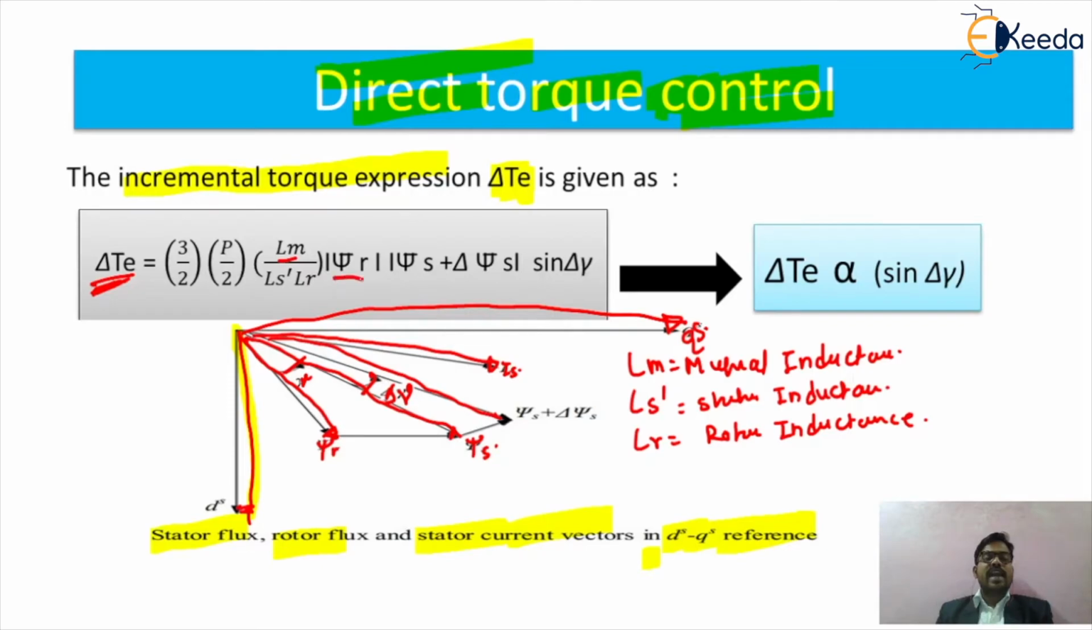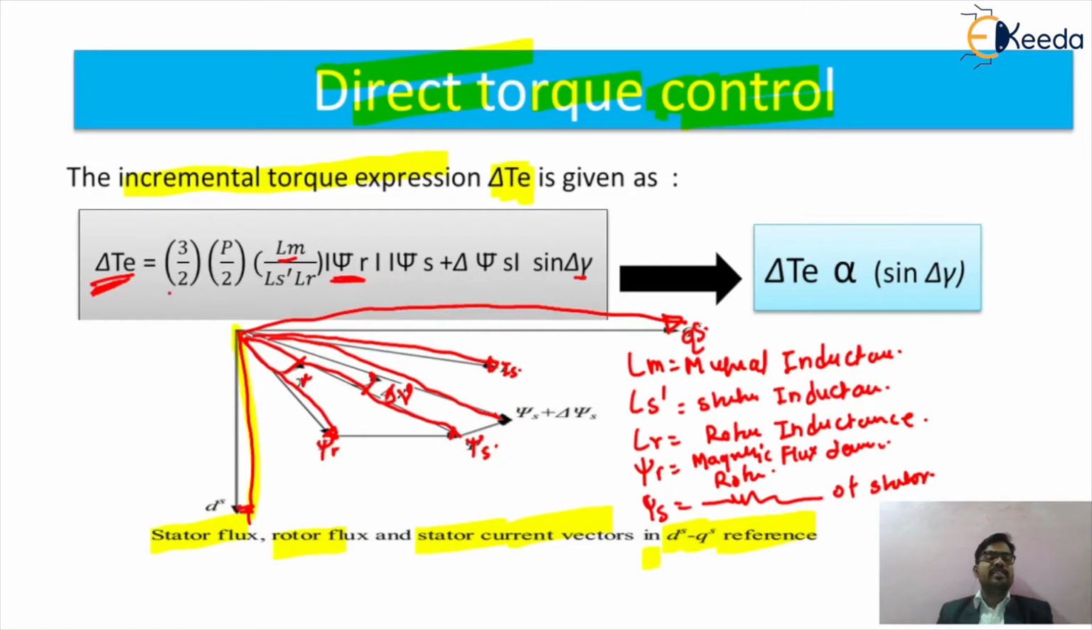Then psi r is the magnetic flux density of your rotor circuit, and psi s is the magnetic flux density of your stator circuit. As we know, gamma is the angle between the stator and rotor flux density. So this will be gamma, and we are getting the term of the incremental torque expression.